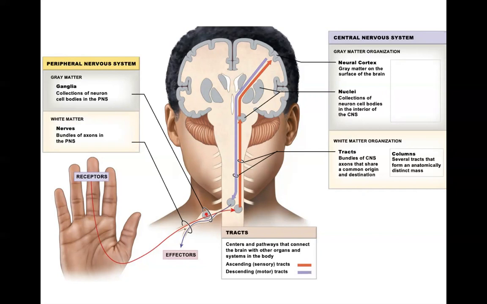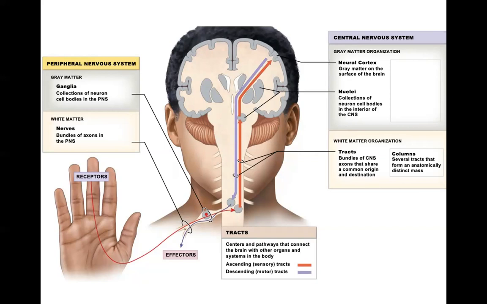On the right is some information about the central nervous system. We already said that when you have collections of neuron cell bodies, they're called nuclei. There's another name for the gray matter of the central nervous system when it's found on the surface of the brain, and that's the neural cortex or the cerebral cortex. Within the central nervous system, bundles of axons are called tracts, and tracts are these axons that share a common origin and destination. So they connect the brain with other organs and systems in the body, and they can be ascending, that's sensory, or descending, that's motor.